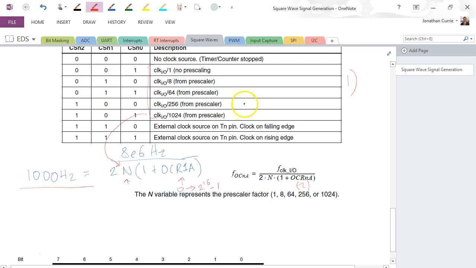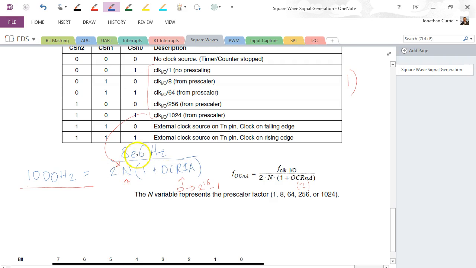So it's a trial and error approach. Try a number, see if it works. If it doesn't, try another prescaler, see if it works, and so forth. So it can be a little bit iterative there. For the purposes of this exercise, this one's actually quite easy.